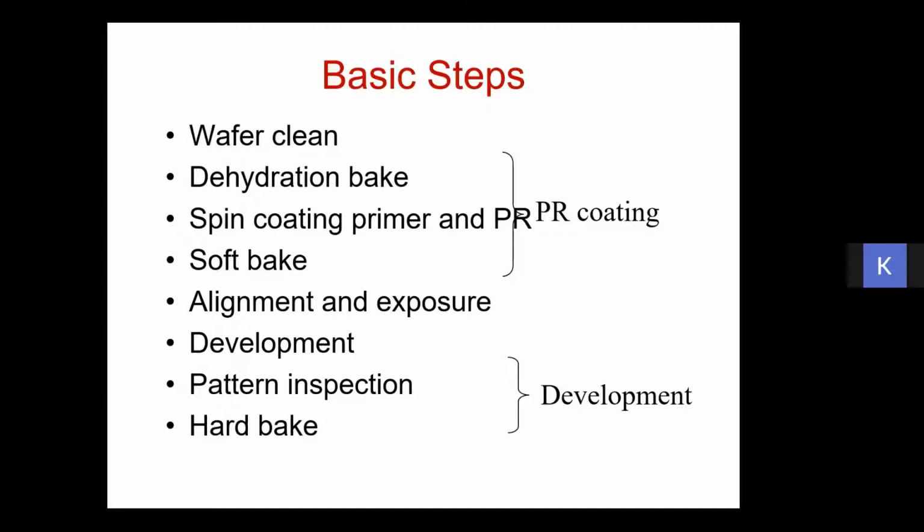Then there will be another baking. Obviously, then the main part, that means alignment and the exposure, then development, and you have to inspect. That means whatever design you want, whether that has transferred onto your resist coated sample or not. After it, if you see that it is okay, then you have to do another final baking. So that is the basic steps.